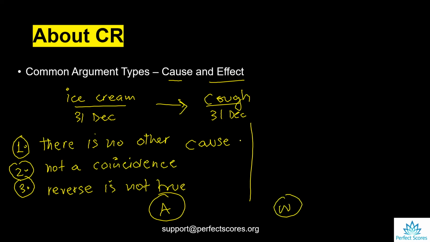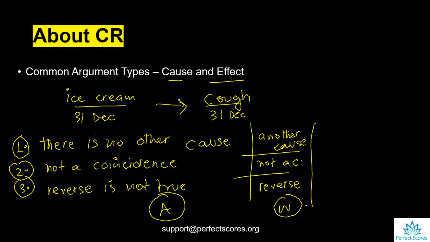So how do you weaken an assumption? You attack it. Either you can weaken it by showing that there was another cause, there was something else that you did that led you to suffer from cough, or you show that it's just a coincidence. You eat ice cream every year on the same day, but you only got cough this particular year, which will basically establish that there was another cause. So it's not a coincidence. And the third thing you can do to weaken this kind of argument is that the reverse is actually true. You show that somehow you were suffering from cough already before you ate the ice cream. Okay? Is this clear to all of you?